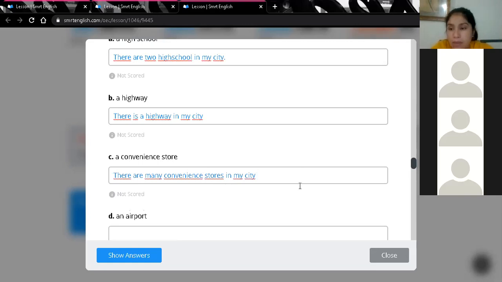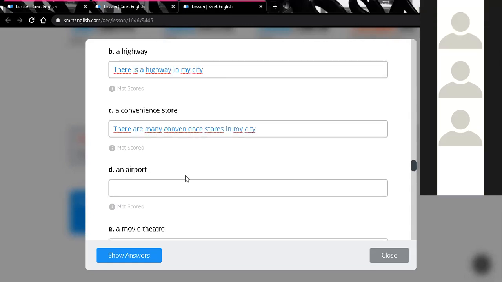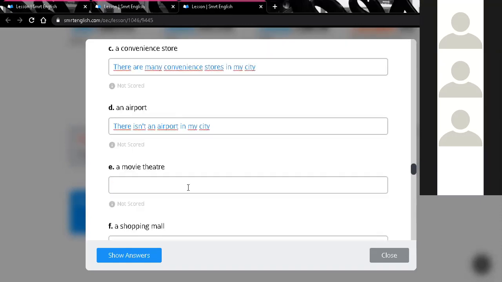Okay. Ilse, an airport. No, there isn't an airport in my city. Okay. Movie theater, Guillermo. There is a movie theater in my city.